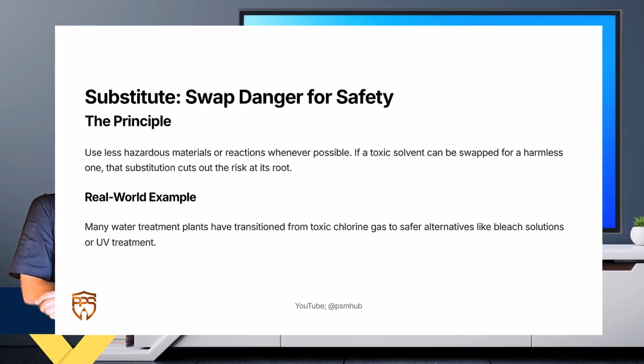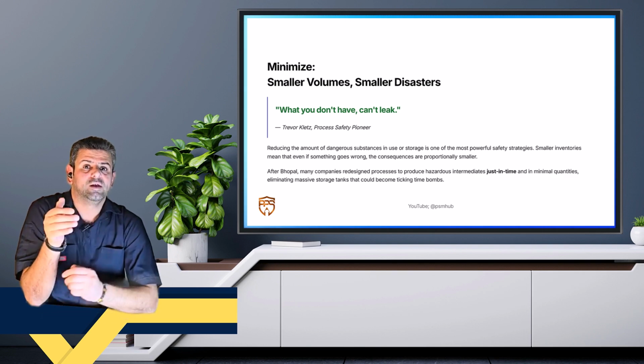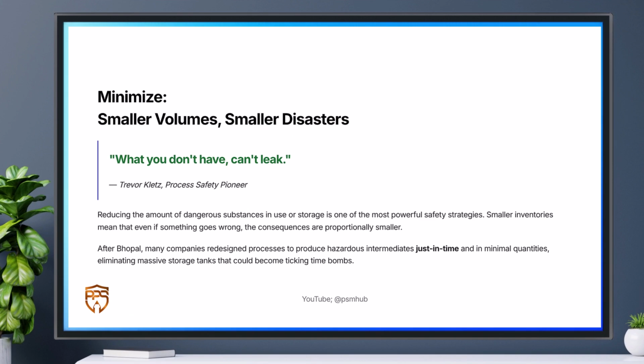The second strategy is minimize, which means reducing the amount of dangerous substance in use or storage. Smaller volumes mean a smaller accident. This was the missed opportunity in Bhopal. Storing huge quantities of methyl isocyanate gas created a colossal hazard.